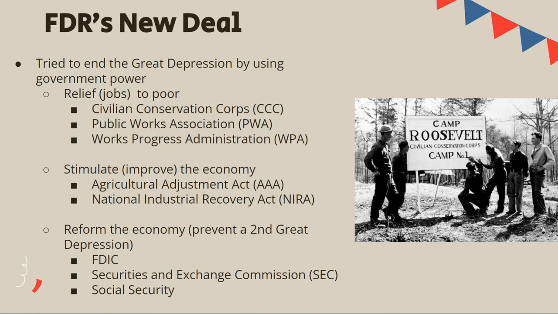The last general idea is how FDR tries to reform the economy. FDR is thinking, I don't want this to happen again. How can we prevent a second Great Depression? So there's the FDIC, which we talked about last time. That's the agency that tries to insure banks so that people have more trust in their banks.